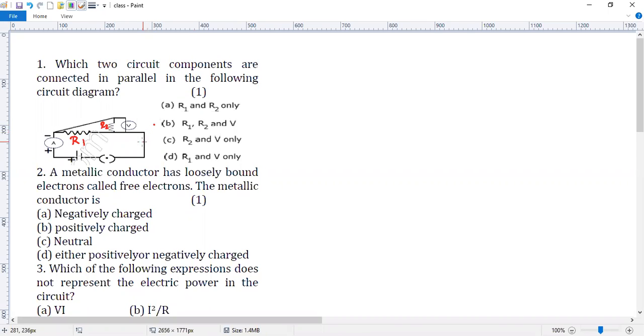Ma'am, R2 and V. R2 and V only, because the voltmeter is always connected in parallel. All three are connected in parallel.